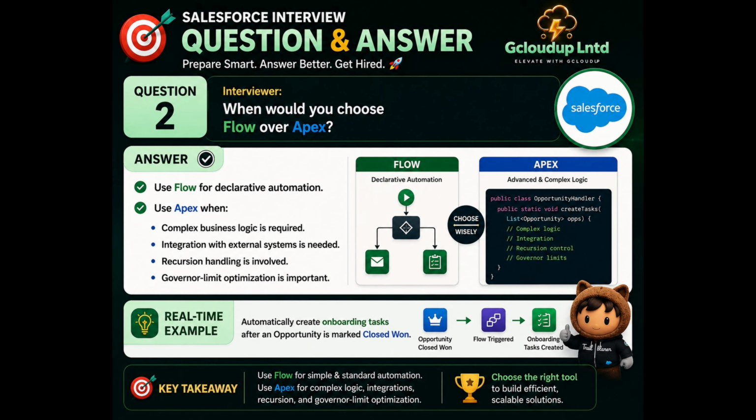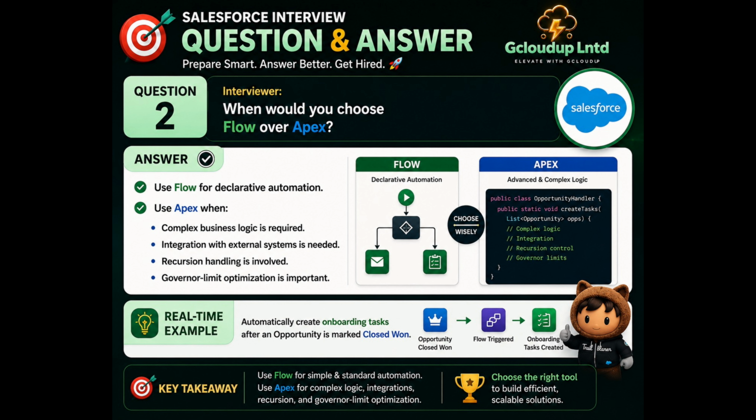Second question: when would you choose Flow over Apex? Choose Flow over Apex whenever the requirement can be solved using declarative automation, and you can choose Apex when you need complex business logic, external integration, recursion handling, or governor limit optimization. So in that case, you can go with Apex.